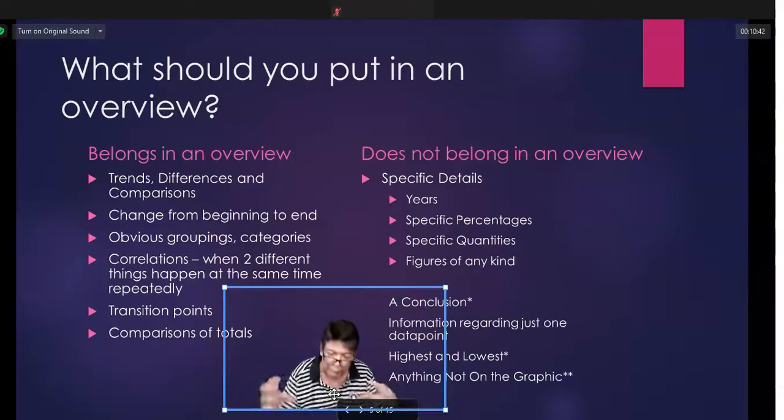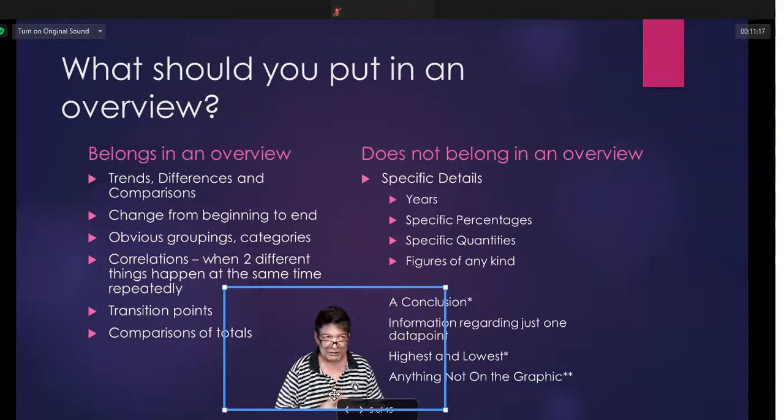And if you can group them together into categories, that will help you describe a broader picture, and that's what you want to do in your overview. You want to describe as much of the important information as you can in as little space as possible. A transition point would be where something changes. It's going up, up, up, up, up, and then it goes down at a certain point. And same thing with totals of everything in the graph or the chart.